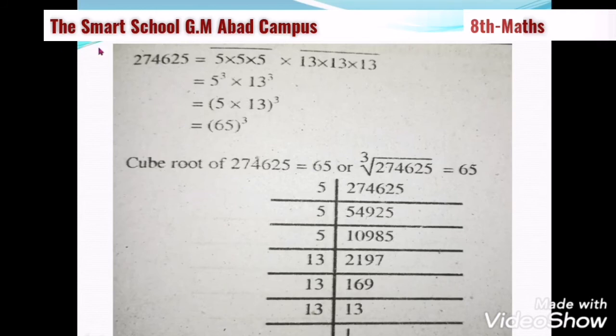So here is the number 274625. We are going to find the cube root of this number. So what do we do to find the cube root? We will factorize this number, we will make factors of this number. In the ones place we have 5, so we know that we will divide it by 5. When you divide this number by 5, you will get 54,925. Again in the ones place we have 5, so again we will divide it by 5.